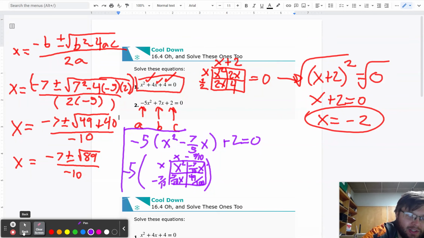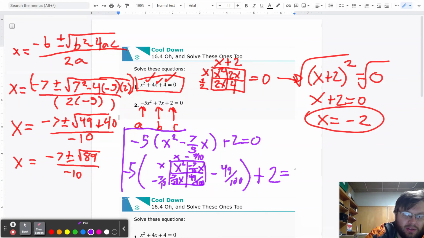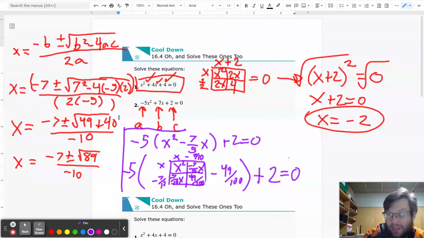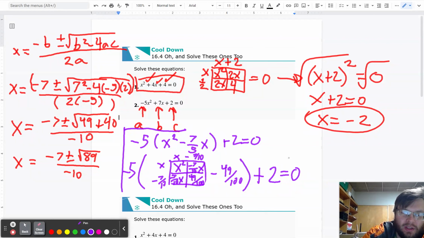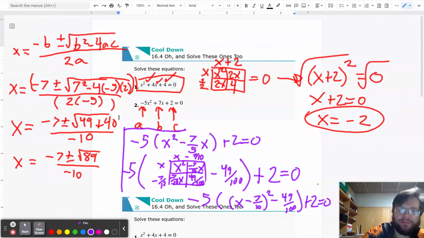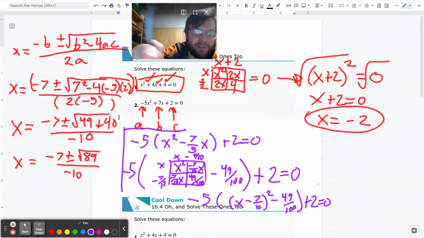But if I added in an extra 49 over 100, that was not part of the original problem. So I have to subtract 49 over 100 to keep things balanced. Remember that idea? If you go to the bank and borrow 49 hundredths, if you borrow 49 cents, you've got a 49-cent debt now. So if you set it up that way, you've got negative 5 times x minus 7/10 squared minus 49 cents plus 2 equals 0. Now again, you may not like it this way. I'm just trying to show you that you can solve it this way.